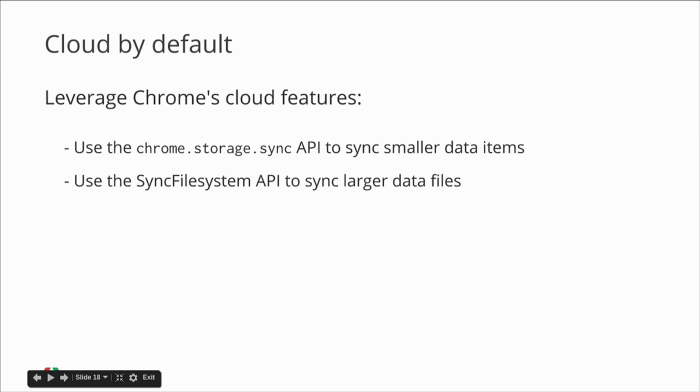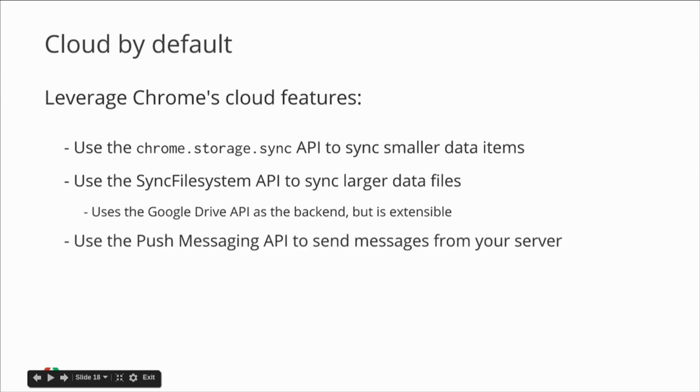We also provide a synchronized file system API to synchronize larger pieces of data. So for example, if you have large files, like megabytes of data that you want to sync, this is how you would do that instead. Now today, the way that's architected is it uses Google Drive, but it's open. So in the future, we might support other backing stores, but out of the box, it's Google Drive.